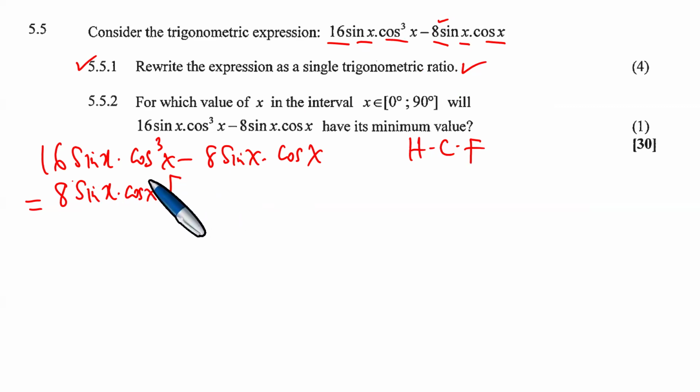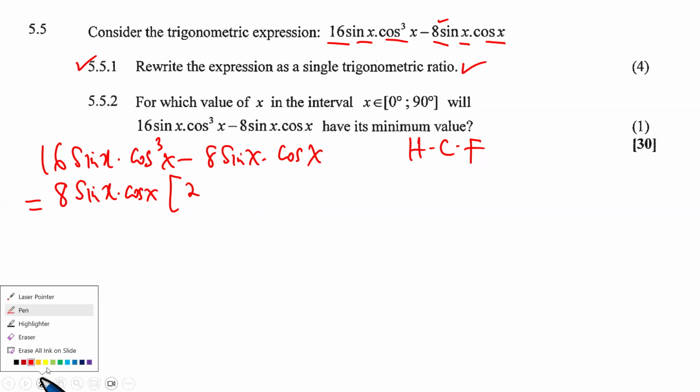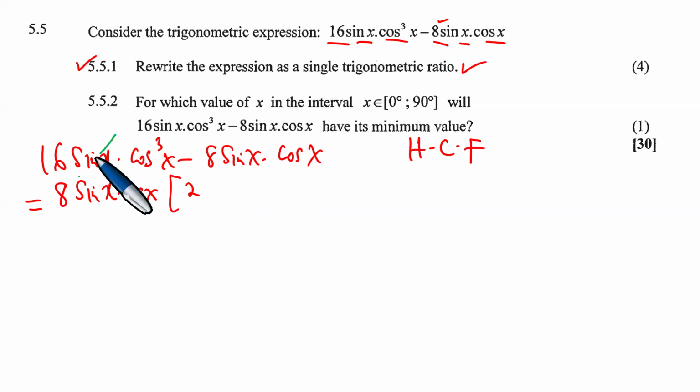Upon careful examination, if you then do division inside the expression, 16 divided by 8 gives us 2. Because the sine has been taken out, you cross it out. The cosine has been taken out, so you cross it out. We take out one cosine, and we're left with 2 cosine squared x minus 1. Well done.